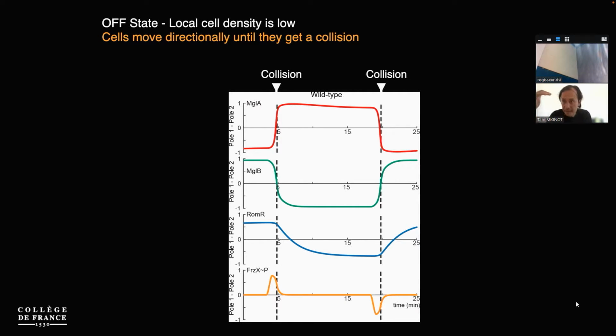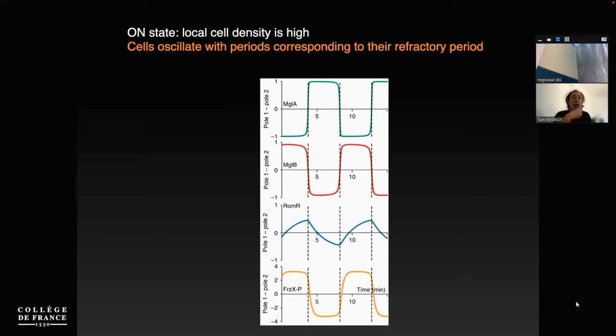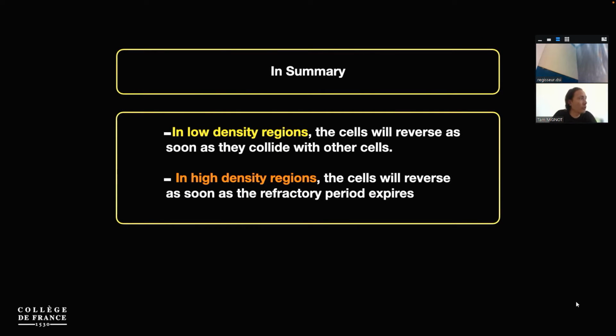This is no longer true for the on state, because in the on state the cells will be colliding very much with other cells. And so now the concentration of this FrzX phosphate is no longer limiting, and what becomes limiting is the RomR refractory period. Remember that you cannot activate a new reversal until RomR is at the back of the cell. So the cells will reverse every time the refractory period expires, and so the cells enter an oscillatory state. You can see it from the blue curve: as soon as RomR reaches the maximum at the back end of the cell, it will reverse and oscillate back and forth. So if I lost you here, just remember those two conclusions. In low density regions, the cells will reverse as soon as they collide with other cells. In high density regions, the cells will reverse as soon as the refractory period expires.